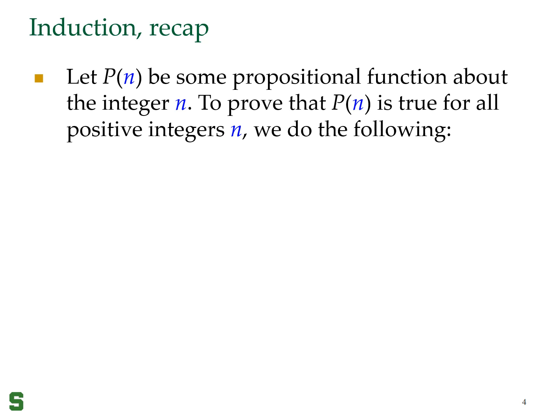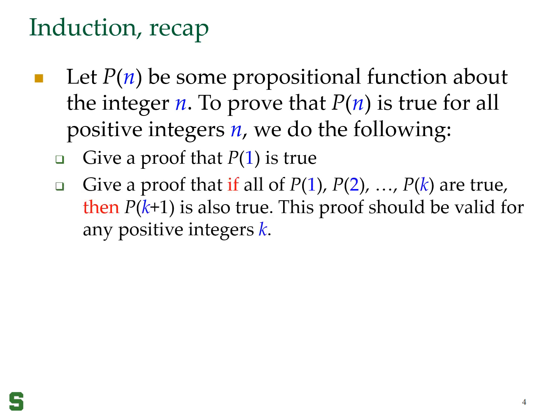So let's recap. Let P of n be a proposition about integer n. We wanted to show that P of n is true for all positive integers n. To do that, we first showed that P of 1 is true. Then we gave a proof that if either P of k is true or all P of 1 through P of k are true, then P of k plus 1 is true. This proof must be valid for any integer k.